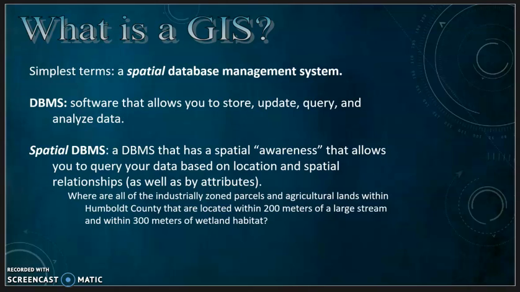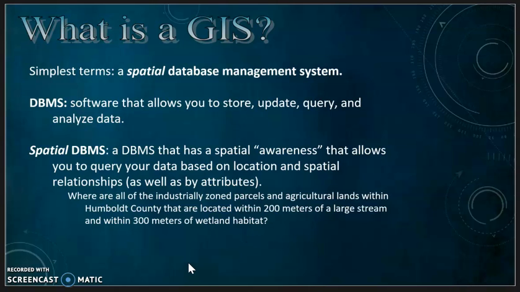So again, in simplest terms, a GIS is a spatial database management system. So a DBMS, or database management system, is a software that allows you to store, update, query, and analyze data. This is a program such as Excel or Access, somewhere where you can organize and analyze your data. So a GIS is a spatial DBMS, or a spatial database management system. And so this DBMS has a spatial awareness that allows you to query your data based on location and spatial relationships, as well as by attributes.